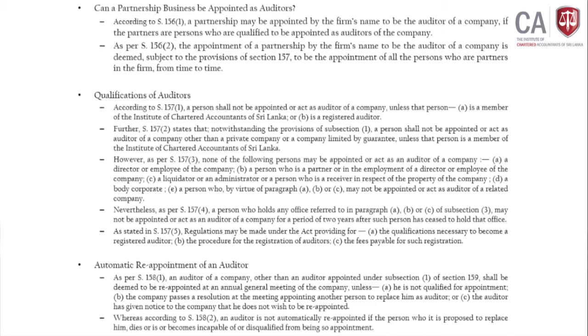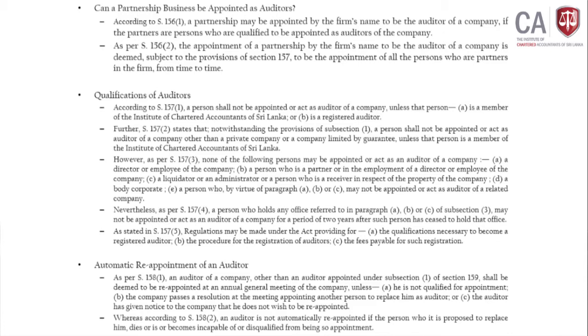That means if he is disqualified for such appointment, then he cannot be appointed, or the company passes a resolution at the meeting appointing another person to replace him as auditor. So at the AGM, if the company nominates a different person, that means the company has passed a resolution at the meeting appointing another person to replace him as auditor, then he cannot be reappointed. Or the auditor has given notice to the company that he does not wish to be reappointed. If the existing auditor has given notice to the company that he shall not be reappointed, then it is also not possible for him to be reappointed to the company in the subsequent year.